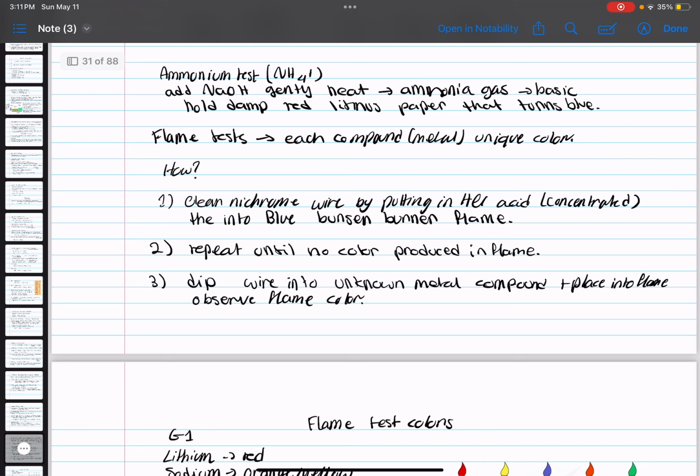Ammonium test, or NH4+: add NaOH and gently heat, and ammonia gas is going to come out. Then hold damp red litmus paper to it and it turns blue.